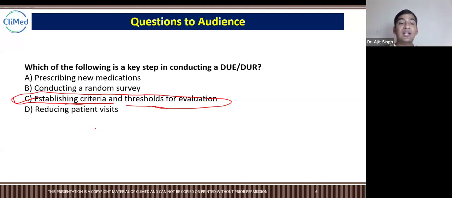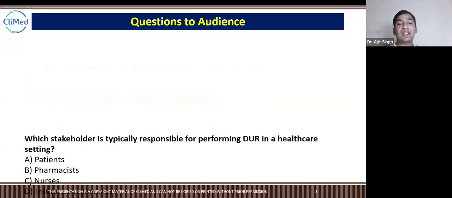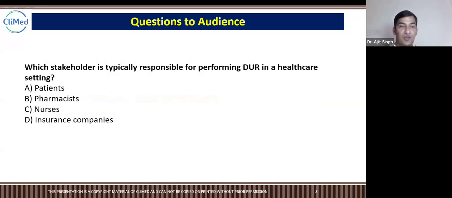So you have to decide the criteria, like which criteria you want to choose and what kind of threshold you want to keep to conduct a DUR study. So the answer is C, establishing criteria. Then the next question to all of you is, which stakeholder is typically responsible for performing DUR in a healthcare setting? I'll skip this because you all know.